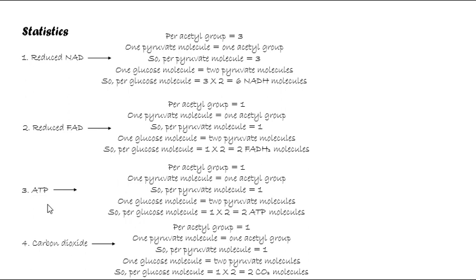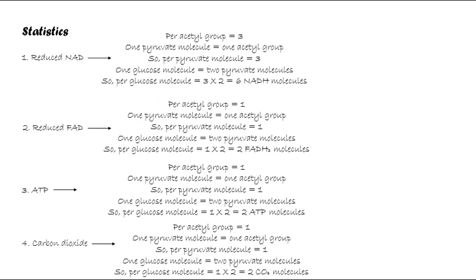Next is ATP. Per acetyl group, 1 ATP molecule is produced by substrate-linked phosphorylation, and therefore per pyruvate molecule, 1 ATP is produced as well. Therefore, per glucose molecule, we get 1 times 2, which is 2 ATP molecules. I'm not repeating the same explanation over and over again. It's just the same principle which I explained in detail while calculating the amount of reduced NAD produced.